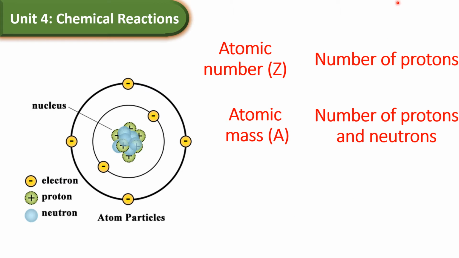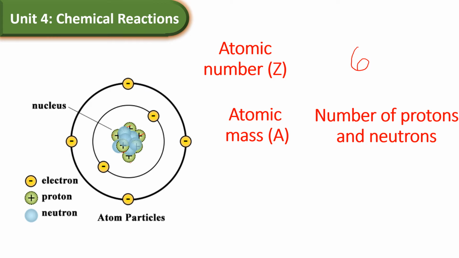Here's another example. We have here a model of an atom, wherein we already knew that an atom has three components: your electron, your proton, and your neutron. You can see here the legend on the left. Your atomic number tells you the number of protons. So let's test. How many protons are there? There are 1, 2, 3, 4, 5, 6 protons. So its atomic number is 6.